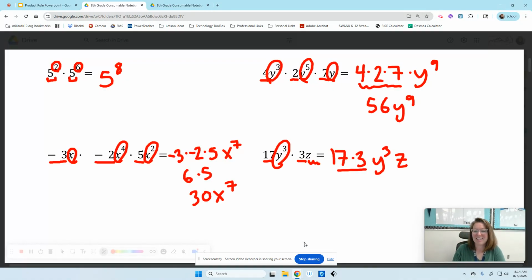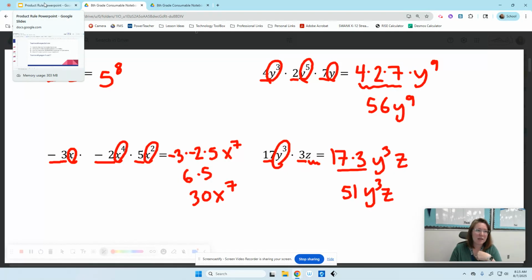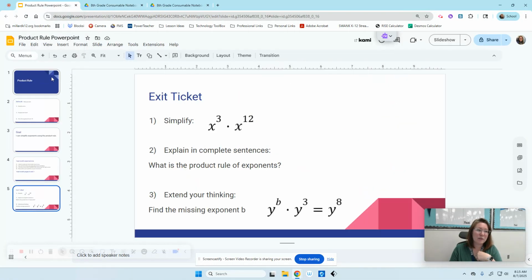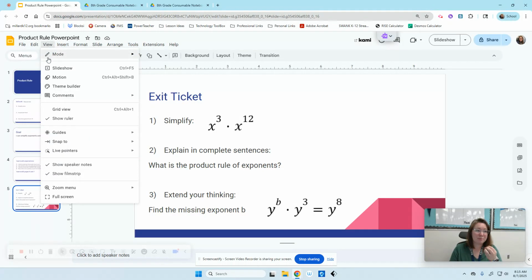So 17 times 3, it's probably like 60 something, 61 maybe. No, that's way too big. 7 times 3 is 21, 51 maybe. 51 y to the power of 3 and z. Maybe you should check that on your calculator before you write that down. So there you go. That was the lesson part of class. And then at the end of class, we did our exit ticket. And this would have been on paper.